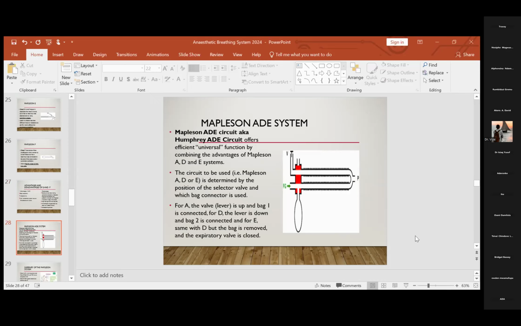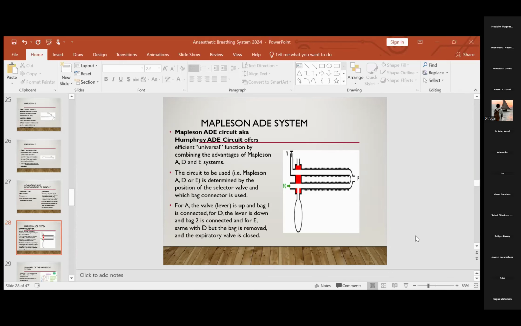Now we have the universal breathing system. I don't know how many of us have it in our centers, but this is very, very important. We call it the Humphrey ADE circuit, also known as the Mapleson ADE circuit. The beauty of it is that it combines the advantages of Mapleson A, Mapleson D, and Mapleson E systems. So you have three breathing systems in one, known as the Humphrey ADE circuit. It has the advantages of A, D, and E systems.